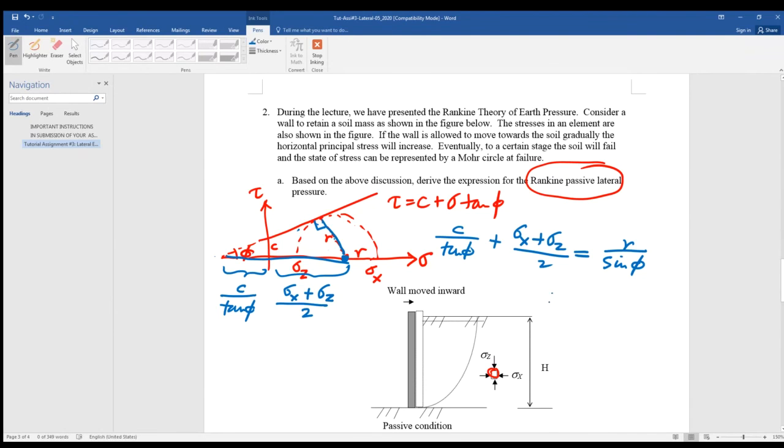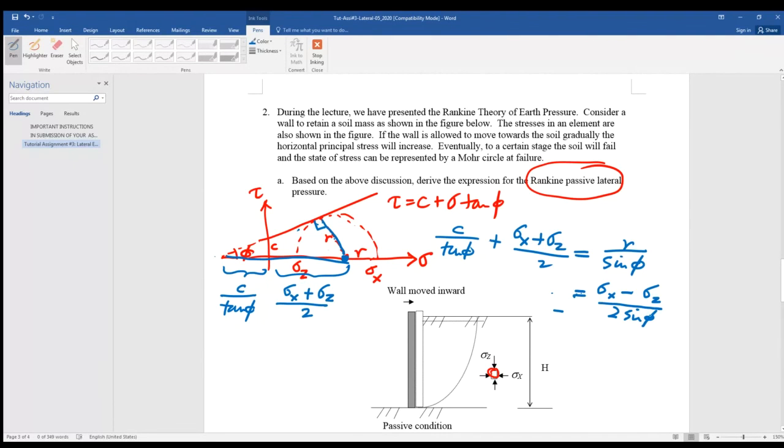What's R? R is equal to what? Sigma x minus sigma z, right? So when sigma x minus sigma z equals 2r, divided by 2. So that is the r, right? Sigma x minus sigma z over 2 is the r. And then write down the sin phi, right?